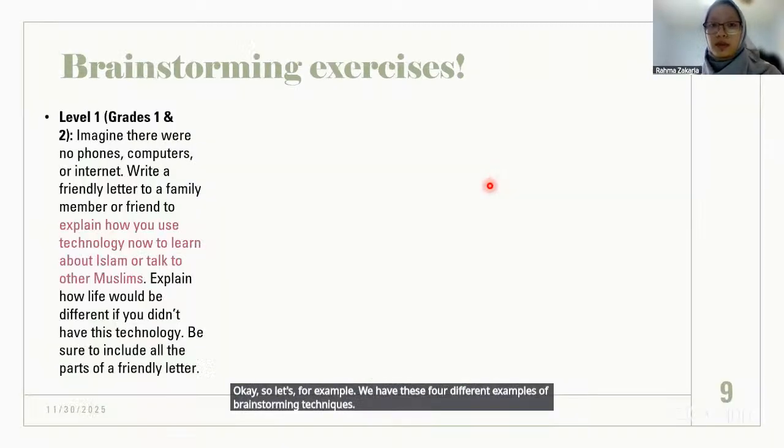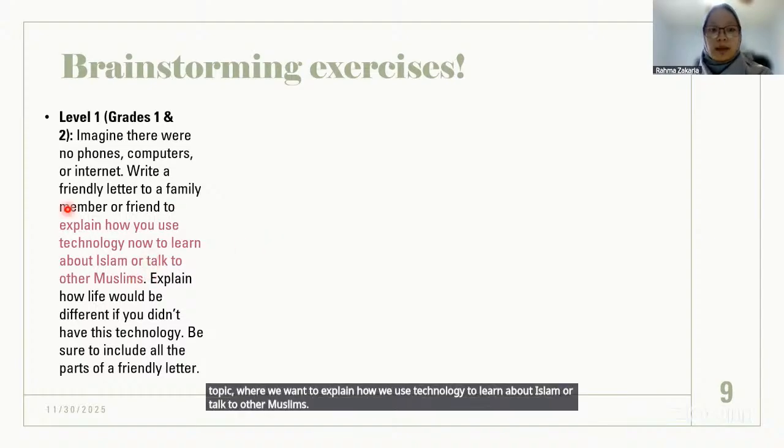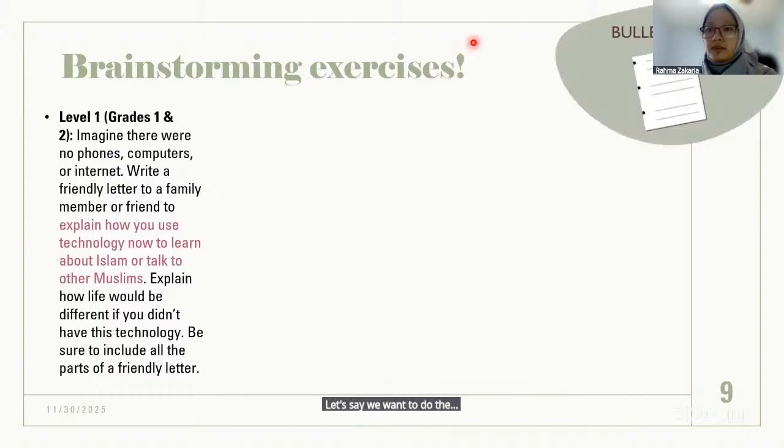Let's see what they look like in practice. Okay, so let's imagine we're in the level 1 topic where we want to explain how we use technology to learn about Islam or talk to other Muslims, and how life would be different if we didn't have this technology. Let's say we want to do the brainstorming technique of bullet points. So we can just start listing some ideas that are related to this topic.